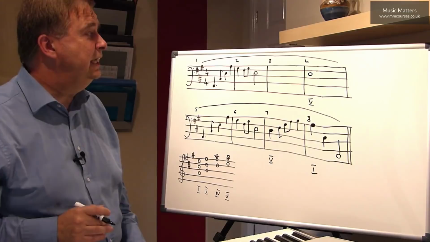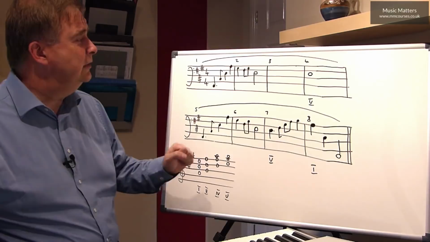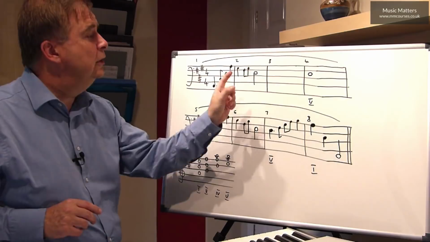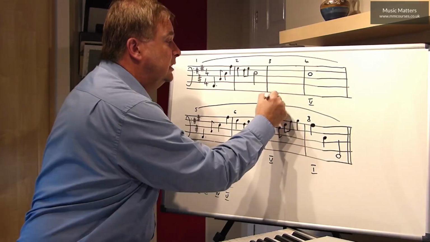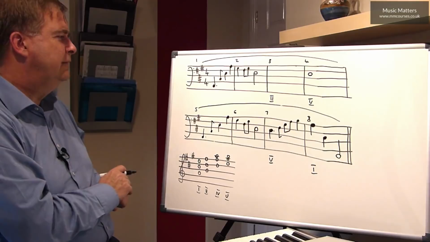Now, if this is going to be an imperfect cadence, in bar 3 we're going to have to use 1, 2 or 4 because we're going 1, 5 or 2, 5 or 4, 5. So we've got to decide what we're going to do. Doesn't really matter, but for argument's sake, let's use a chord 2. Now chord 2, B, D, F sharp. I wonder if there's something I could do with that.